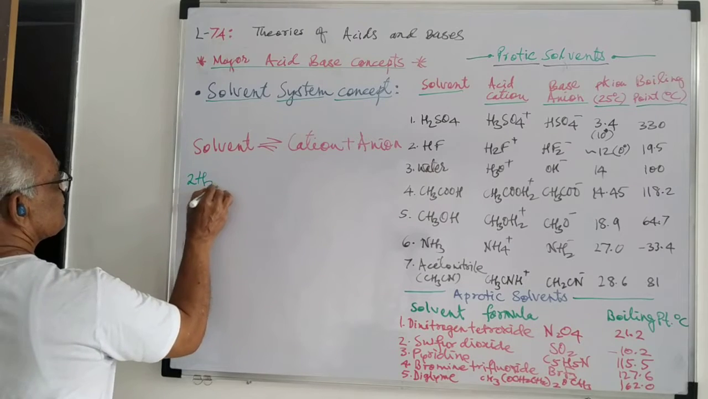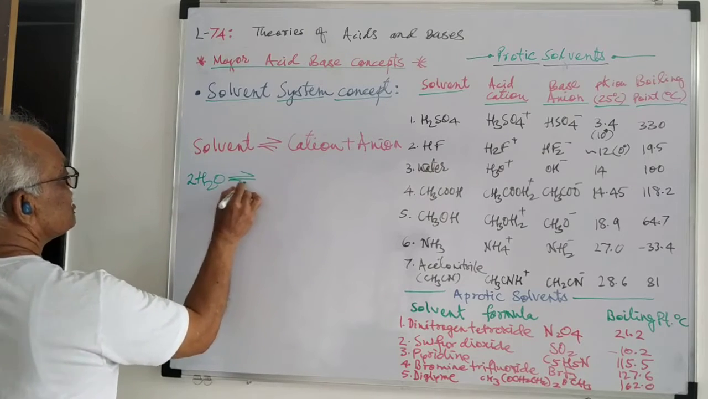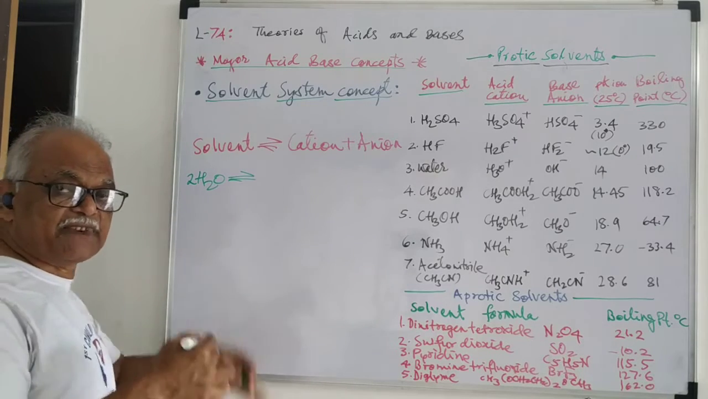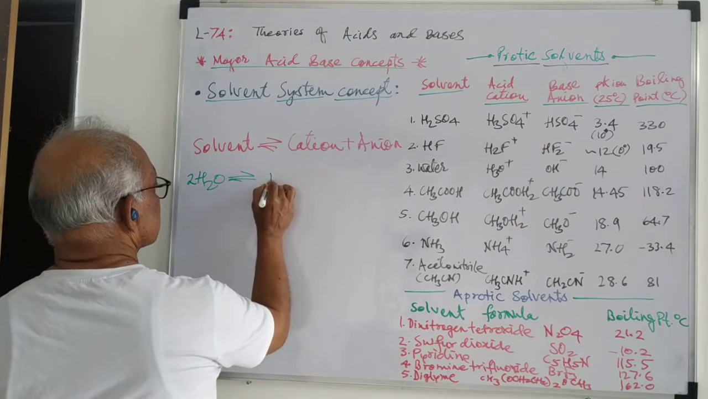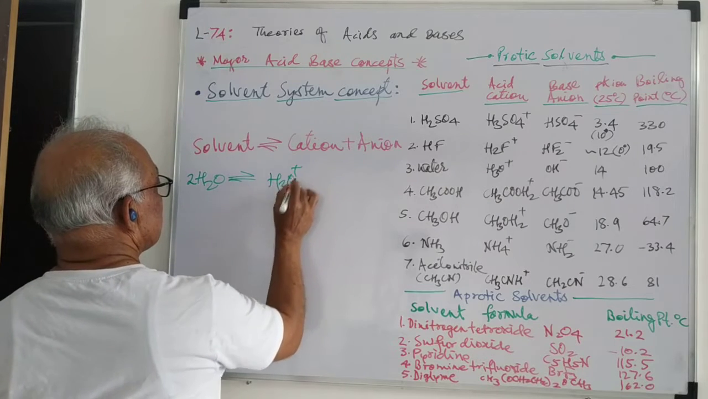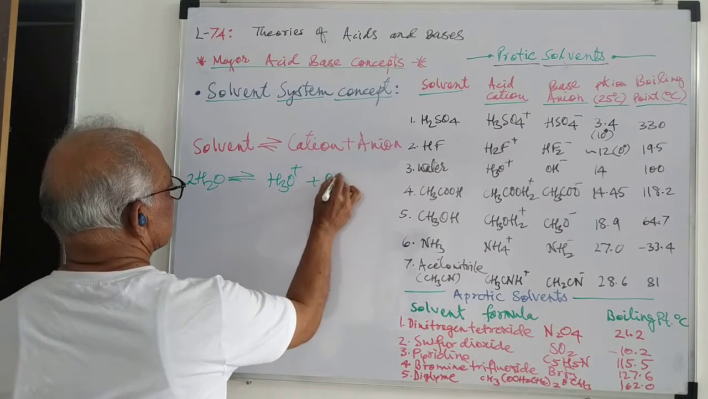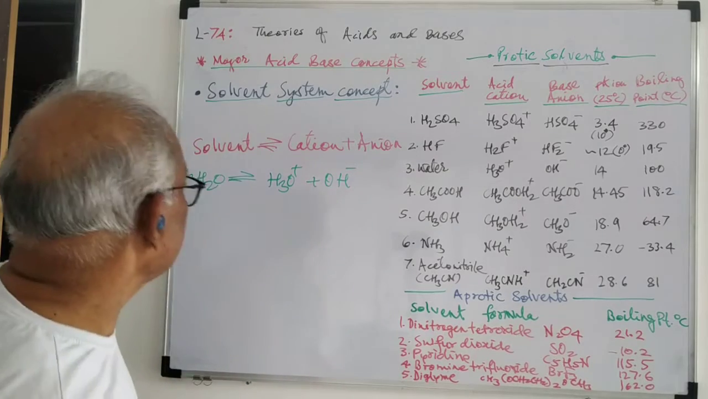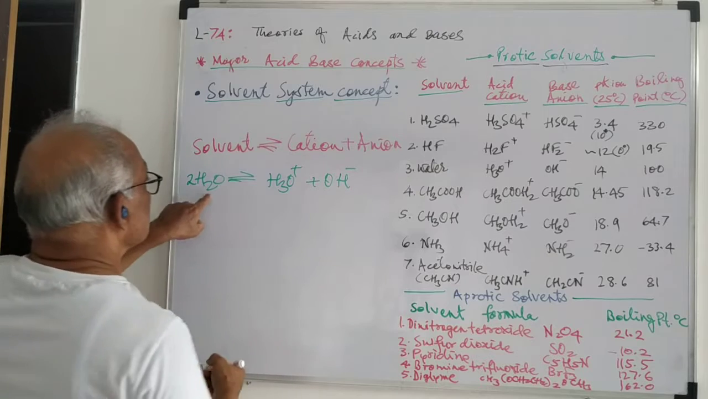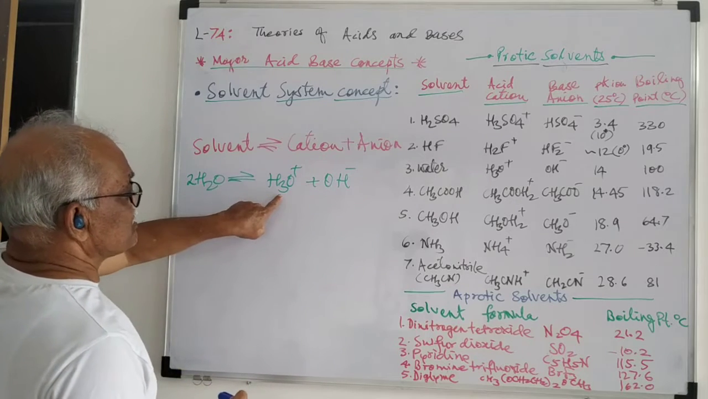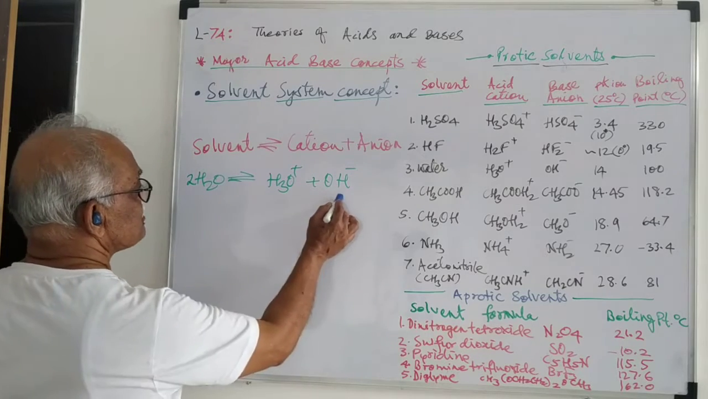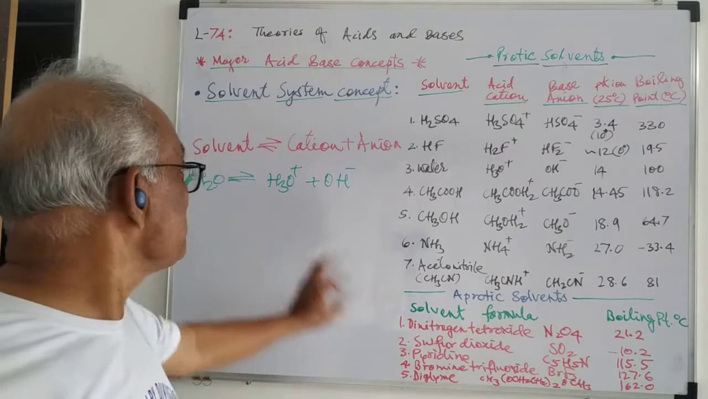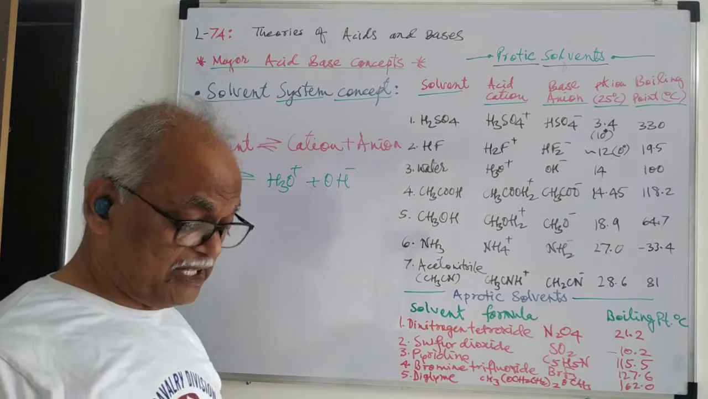For example, we can take our simple example of water. We have to take two molecules of H2O. These undergo self-ionization and produce H3O plus and another ion, OH minus. So H3O plus is the cation and OH minus is the anion. Therefore, it becomes a solvent system.